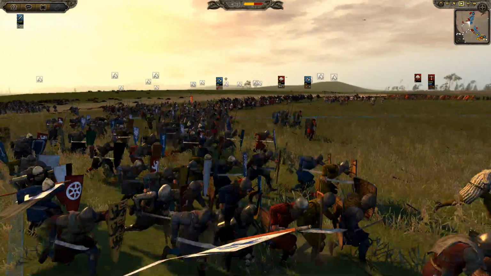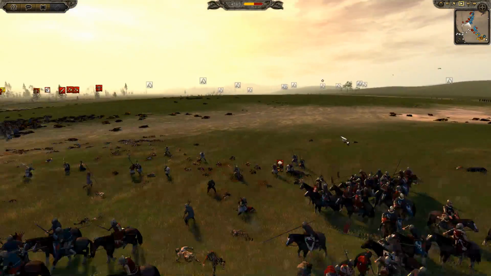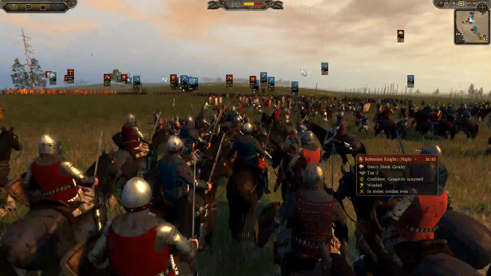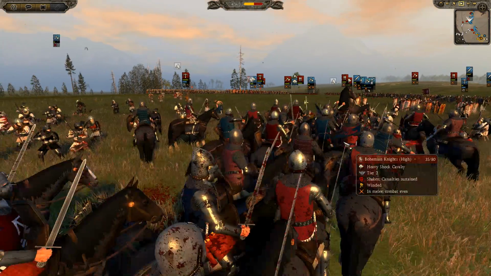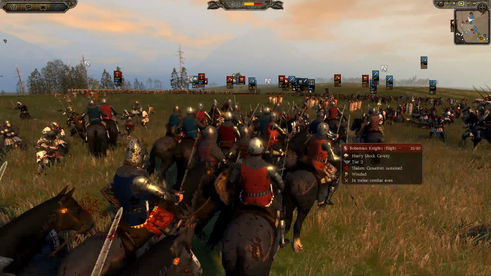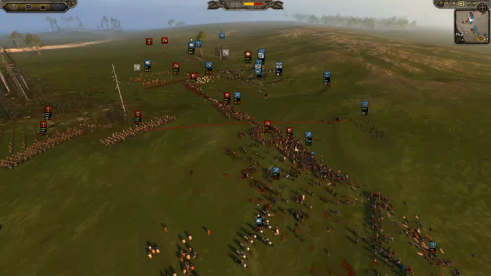So yeah, the Austrians charging in. Now we've got some cav trying to stop the bleeding here, trying to hold off this flank, but it's not going to be good enough. Those Bohemian Knights are down to 35. I don't think they're going to be able to hold against all this infantry.